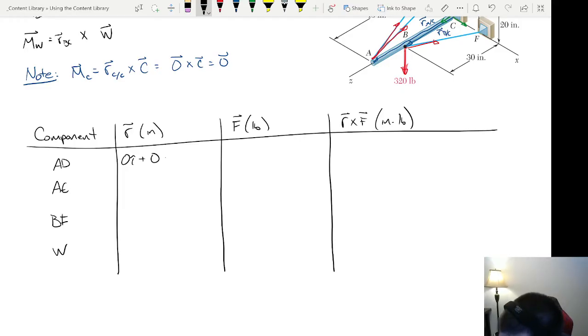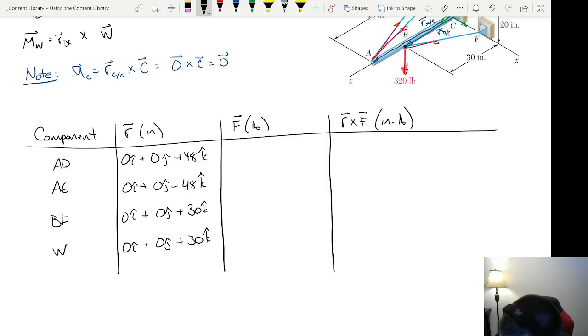Now, for the first one, or for the R vectors, we're just going to have 0I plus 0J plus 48K. Same thing here. But then this is where it changes. And that's 30K. 0I plus 0J plus 30K.